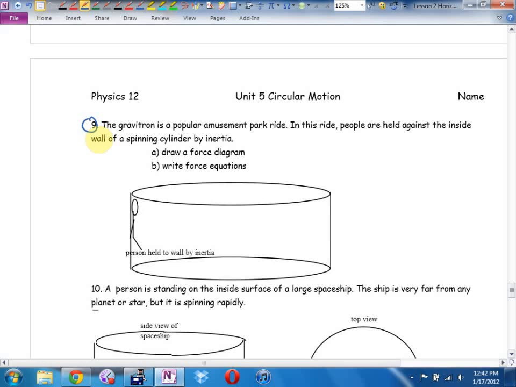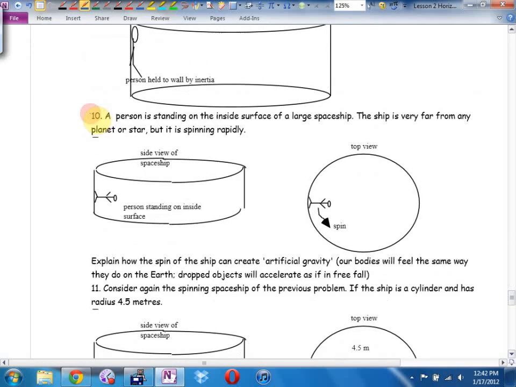Spaceship. So 10 and 11. 9, 10, 11. I'm giving you lots, I know. Look at a couple of videos.